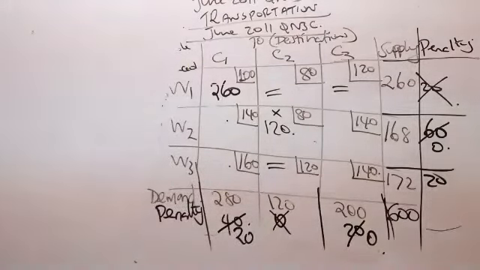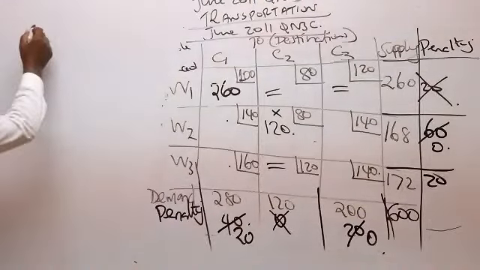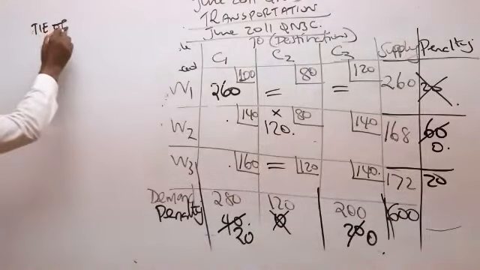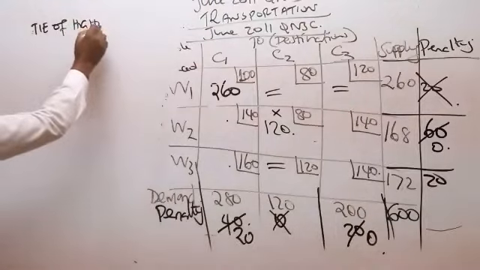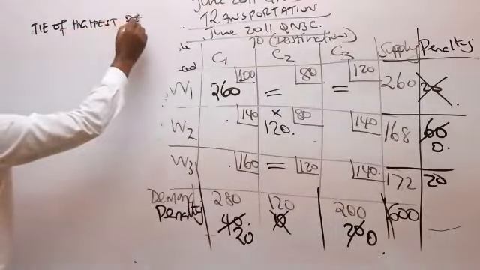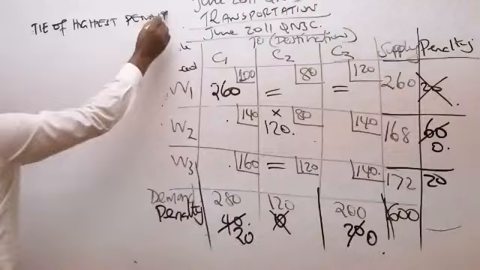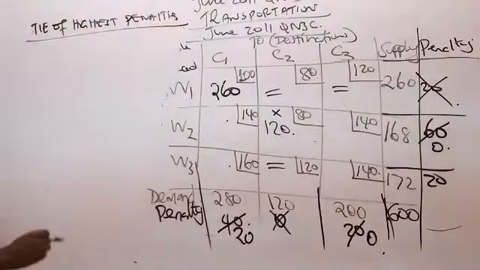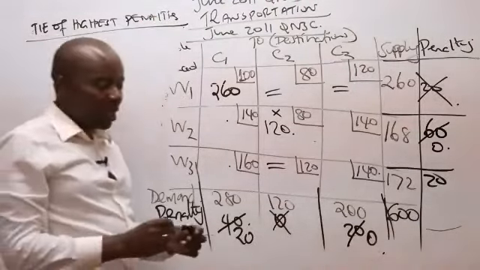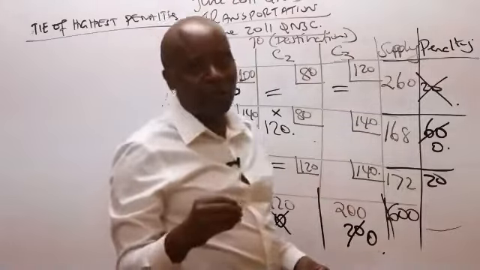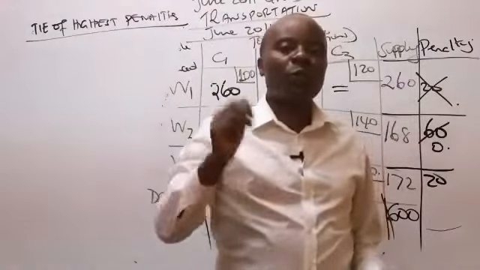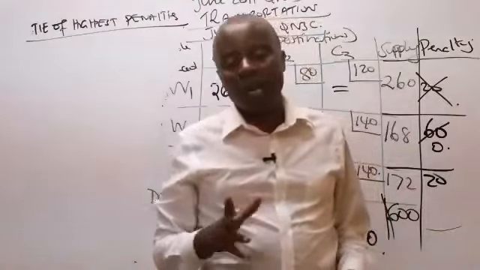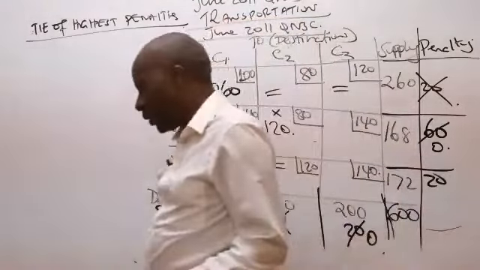Ladies and gentlemen, there is a tie of the highest penalties. It's a shark attack, but I've realized that we have two highest penalties, 20 and 20. So what should I do in an exam? Cry? No, I can never cry. It's not part of us.